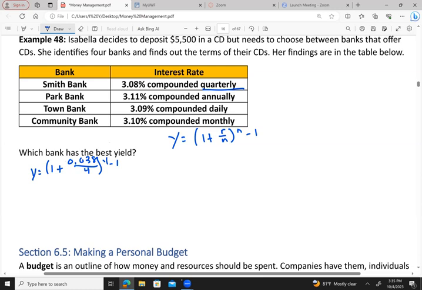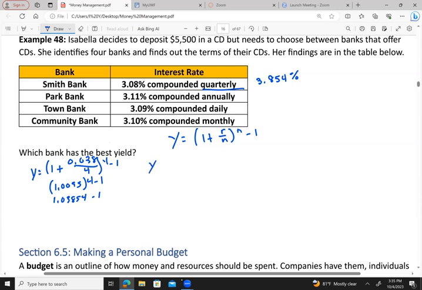We have 0.038 divided by 4. Add that to 1. I think we've done that before. I get 1.0095 to the fourth power minus 1. So I have 1.03854 minus 1. So this is 3.854% annual yield, if it were done as simple interest as opposed to compound.